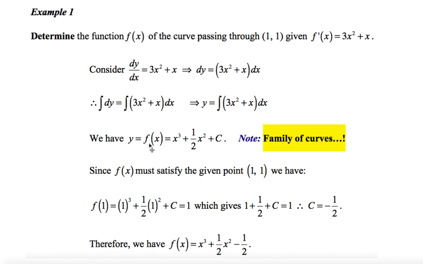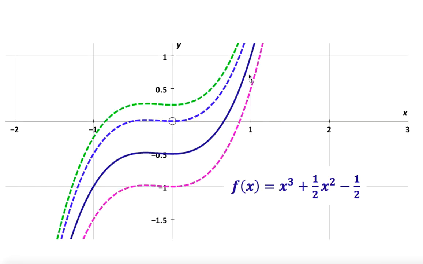However, you know that this function has to satisfy the given point, so there's only one curve in particular that actually owns this point. By letting x be 1 and y being f of 1, and trying to isolate the constant in question, you'll pick up that the constant is negative 1/2. So this is the actual function that satisfies what's being asked here, and that would be some kind of cubic, as it turns out, just dropped down by negative 1/2.